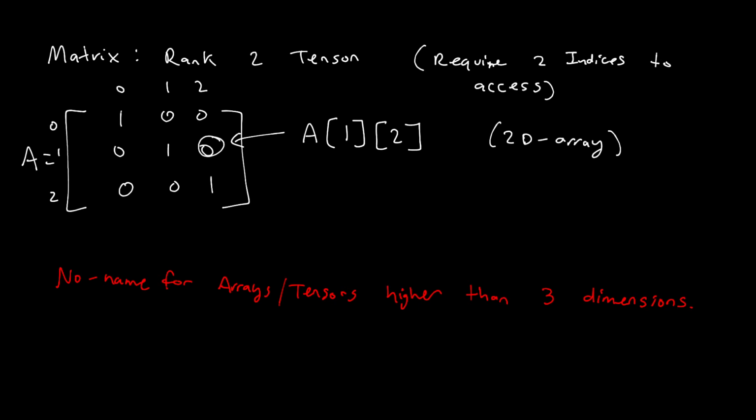And in a matrix, for each element, you need a row index and a column index. So from this example, A12 would just be the element circled. And notice how I use the computer science convention of starting from 0 rather than starting from 1. Now, there is no general name for arrays and tensors higher than 3 dimensions.